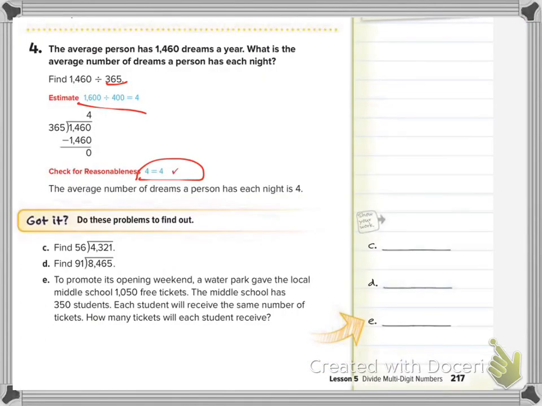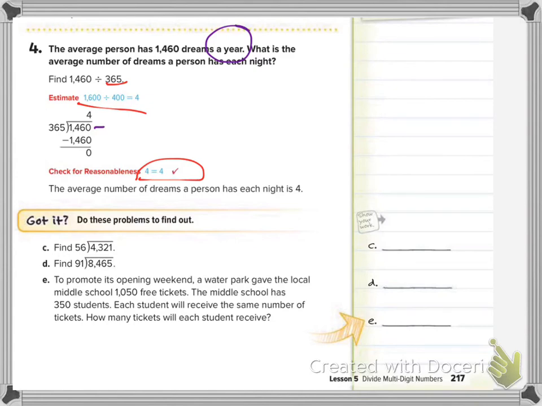Same with number 4. The average person has 1,460 dreams a year. What is the average number of dreams a person has each night? Well, you only have one number there. You have to know how many days are in a year. So there are 365 days in a year. So we have 1,460 divided by 365 days.